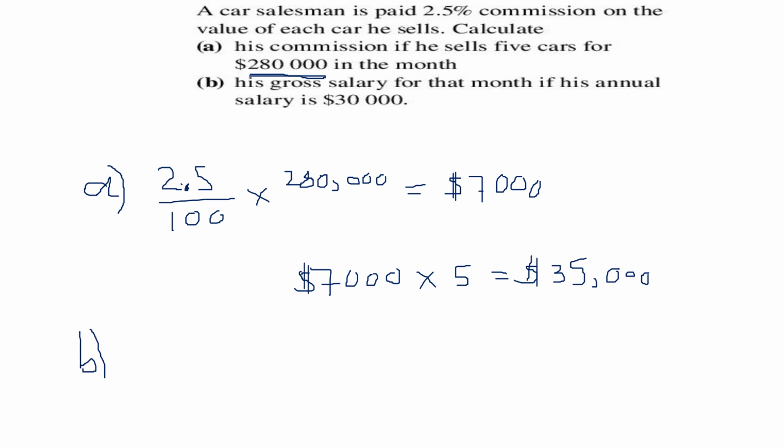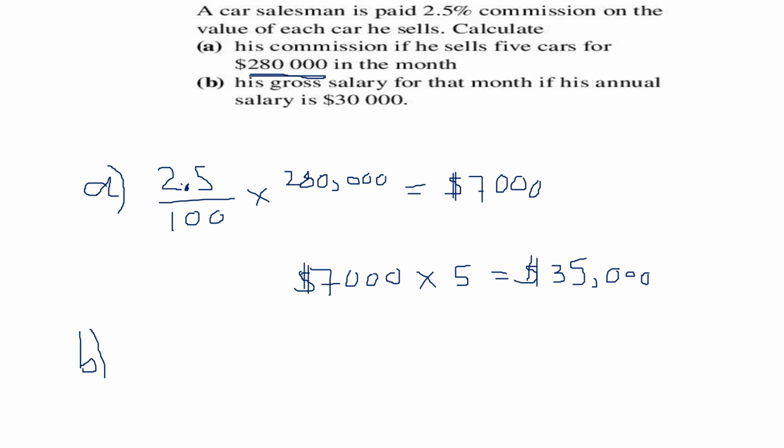Right. And his gross salary for that month, if his annual salary was 30,000. Okay, so here we go, know how much he's getting. So his annual salary is 30,000. The question asks us to find out what is his gross salary for that month if his annual salary is 30,000. So remember what we said is annual. We had annually, we had annual, we had per annum. They're all the same. So that means every year, the sum of money that he makes is 30,000.